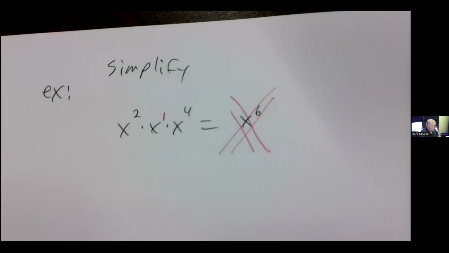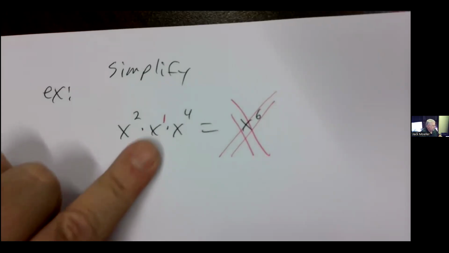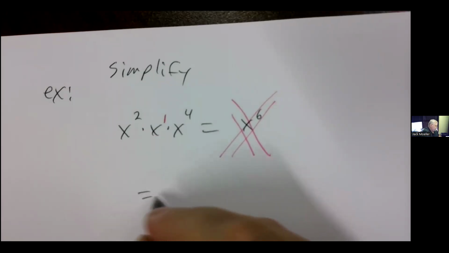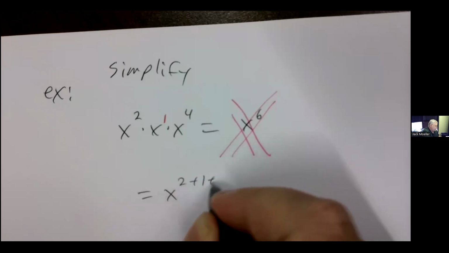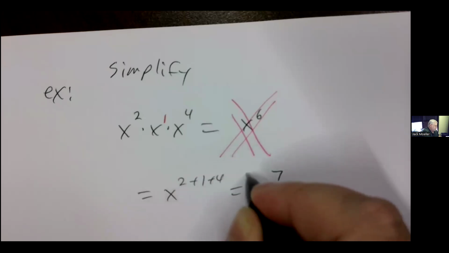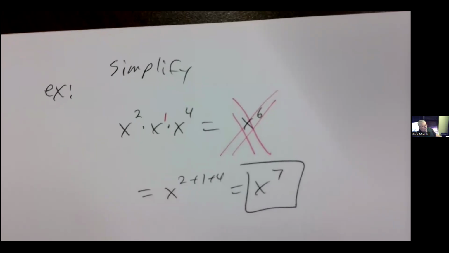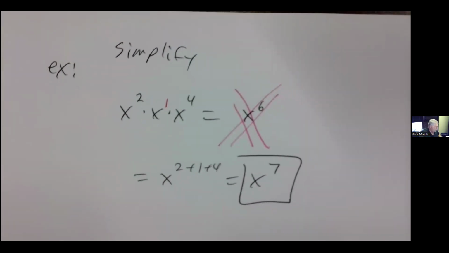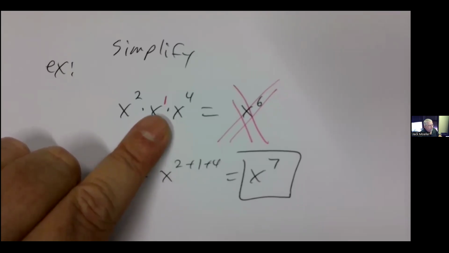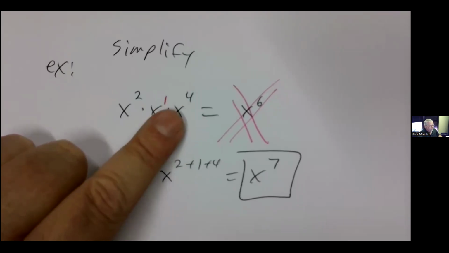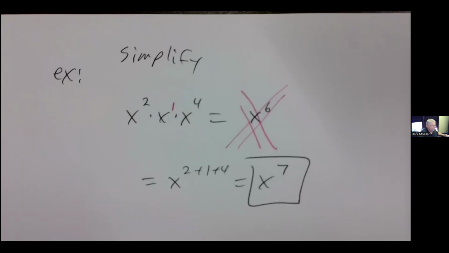Right? So when you're doing all these rules with the exponents, I would highly recommend that you write that 1 in there so you don't forget it. So we're really doing x to the 2 plus 1 plus 4 plus x to the 7. Okay. So watch out for that. Those variables without exponents do have an exponent with them.